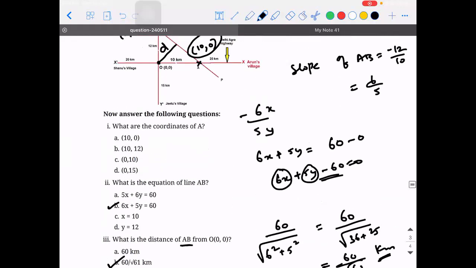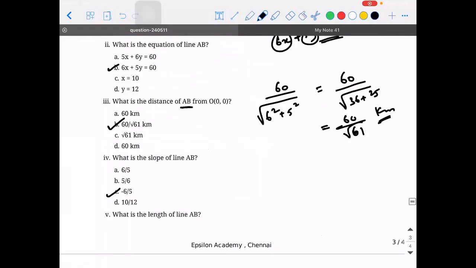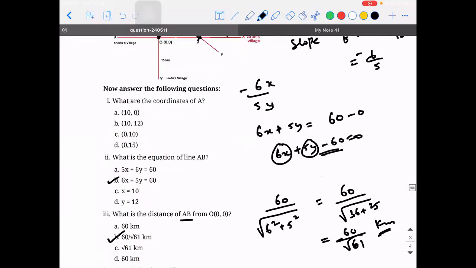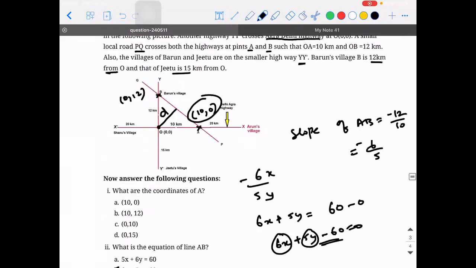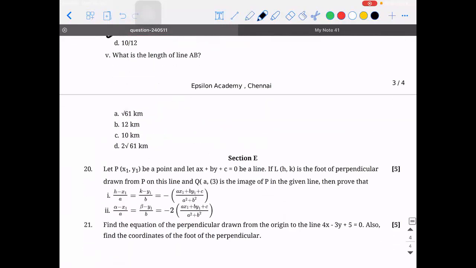What is the slope of AB? Slope of AB is minus 6 by 5. What is the length of AB? Length of AB you can find as root of 100 plus 144, root 244. Root 244 is how much, guys? 2 root 61.